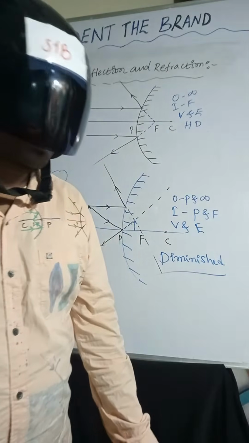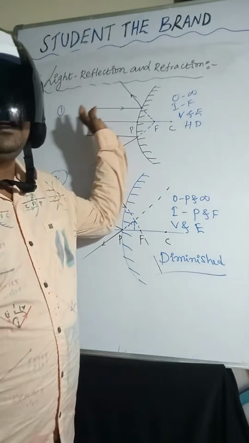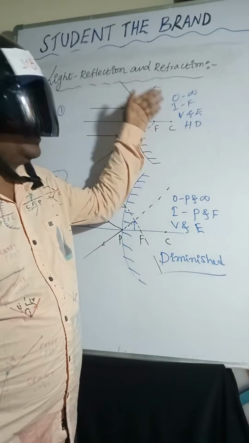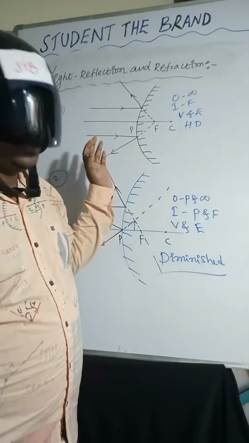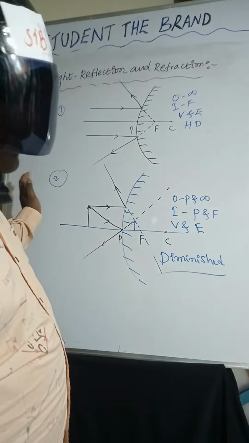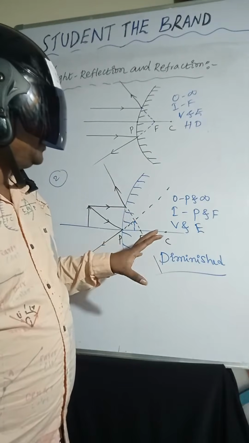Is it clear? Check once here. Object is at infinity, image will form at focus. Nature of the image is virtual, erect, and highly diminished. In this case, object is placed between F and infinity, image will form between P and F. Nature of the image is virtual, erect, and diminished.